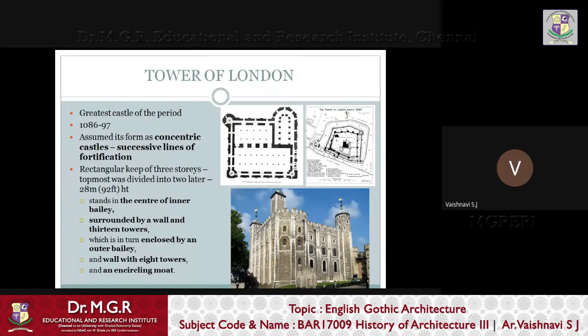It stands here, and it is surrounded by wall and 13 towers. 13 towers are here. So this fortified wall here, and we can find here 4, 7, 8, 9, 10, 11, 12, 13. So 13 towers are surrounded with the wall here, and it's again surrounded by outer bailey. And this wall will have 8 towers. And then we have the encircling moat, like how we see in the olden days, we can find the moat here.